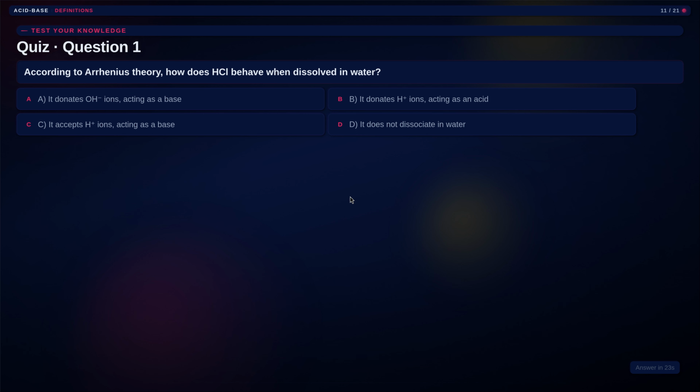The correct answer is B. Arrhenius defined an acid as a substance that increases H+ concentration in water. HCl dissociates completely into H+ and Cl-, donating H+ to the solution.